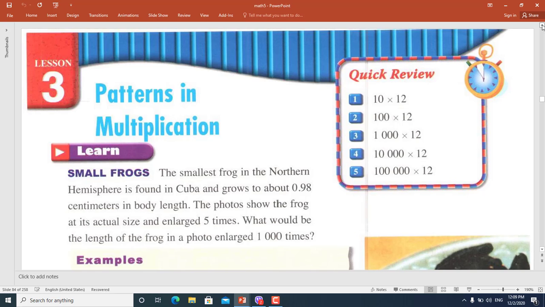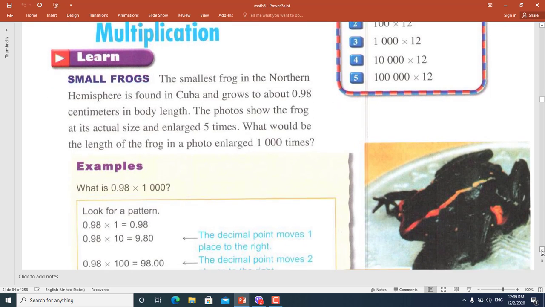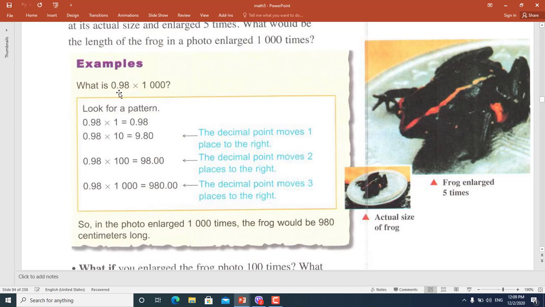Let's study patterns in multiplication, from lesson 3 in chapter 5, page 76. From this lesson, we will learn how we can multiply a decimal number by 10, by 100, and by 1000. For example, we have 0.98 times 1000. Look at these patterns we have.